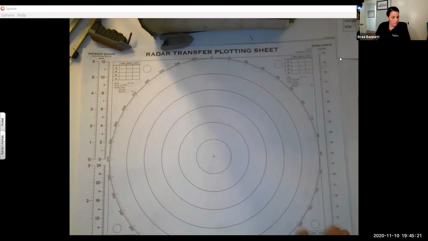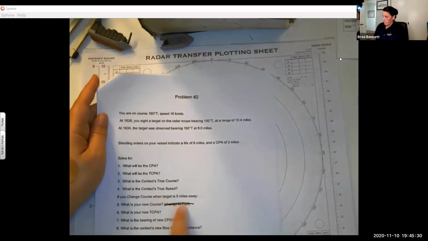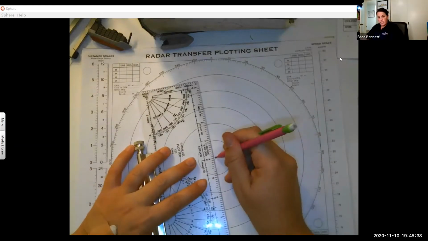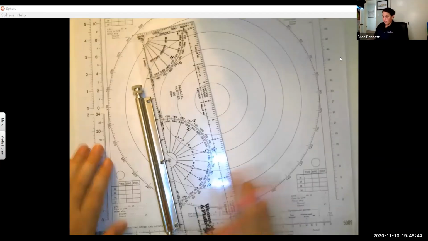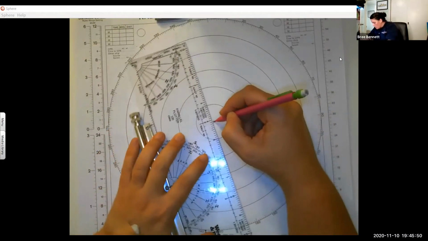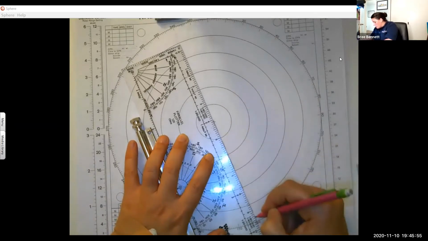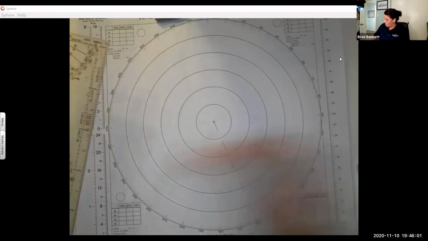Okay, so I'm on number 2 of our second triangle in class problem. I'm just changing that whole section right there. Okay, so they told us we were on course 160. So I'm going to create a heading flasher of 160 at a speed of 16 knots.